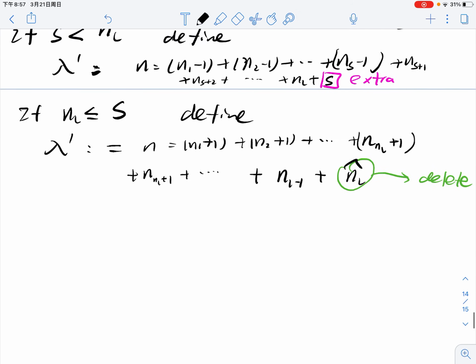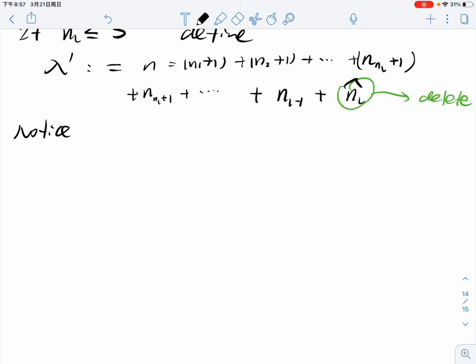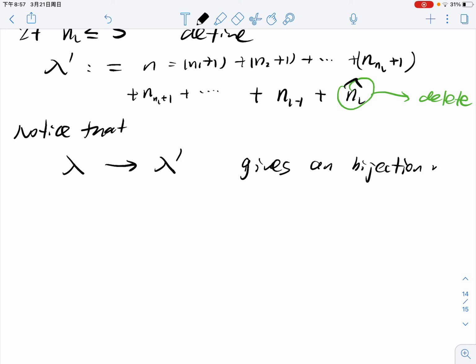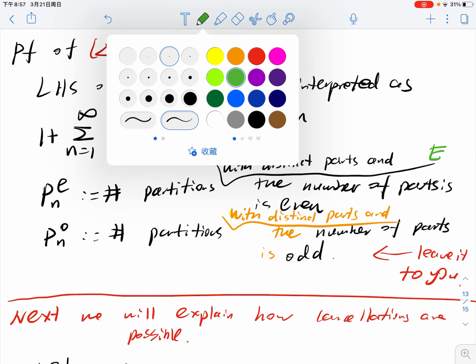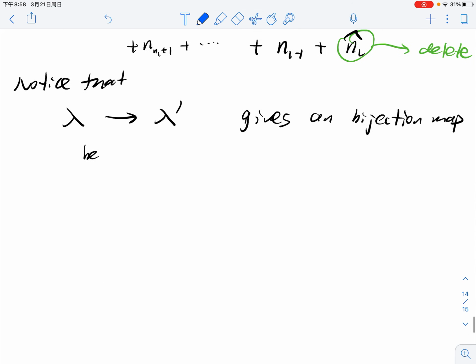Okay, then note that. So here the crucial thing is, note that lambda maps to lambda prime, and then lambda prime gives a bijection map between, so let's call this set E, this set O. This is a bijection between E and O.